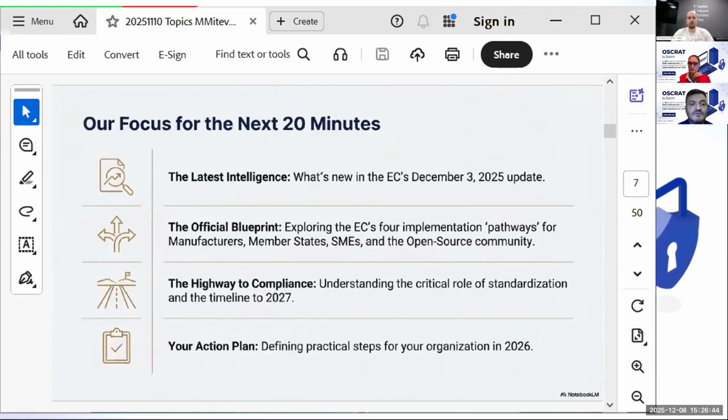Third, we will talk about the role of standards. Standards are now the main road to compliance with the CRA. Finally, we will finish with practical steps that your organization can take in 2026, so you can be ready for the deadlines in 2027. Let's begin.